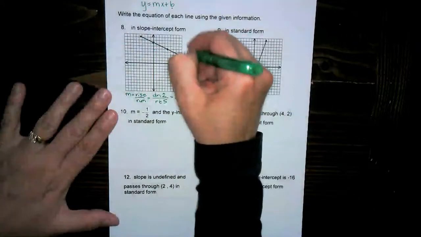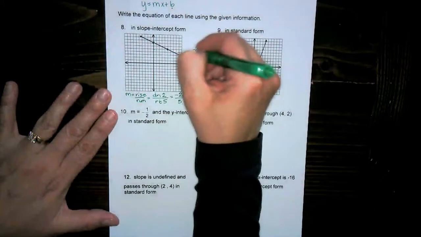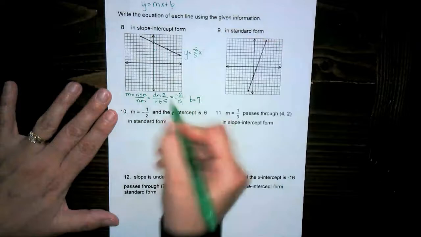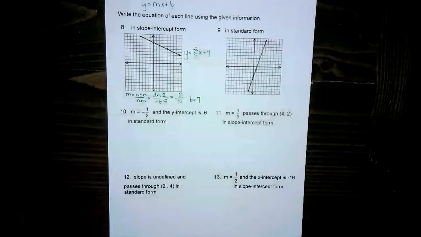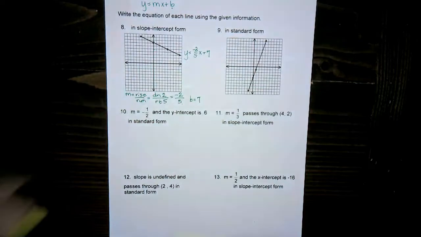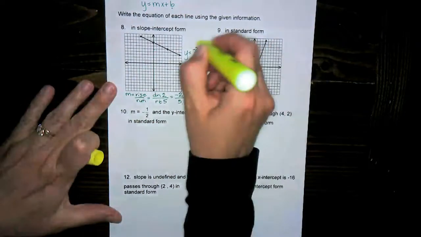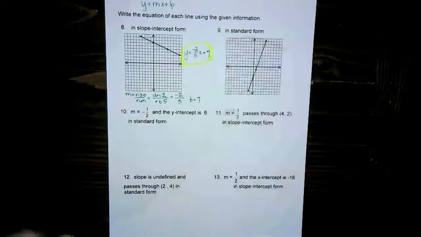And it looks like I'm going to get y equals -2/5 x. Notice I put the slope right there in front of x. And then I'm going to add the y-intercept. Okay. And that's how I can read it from a graph.